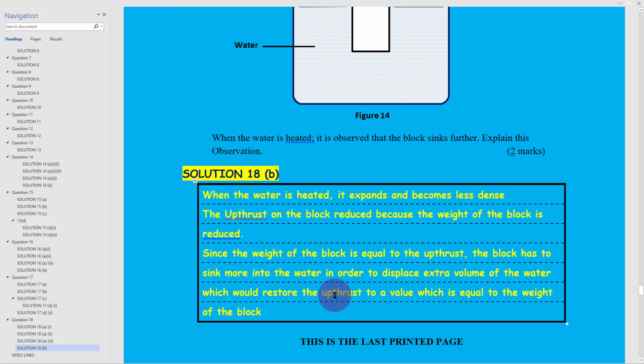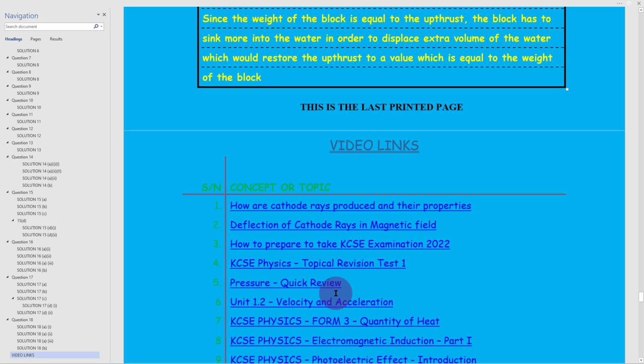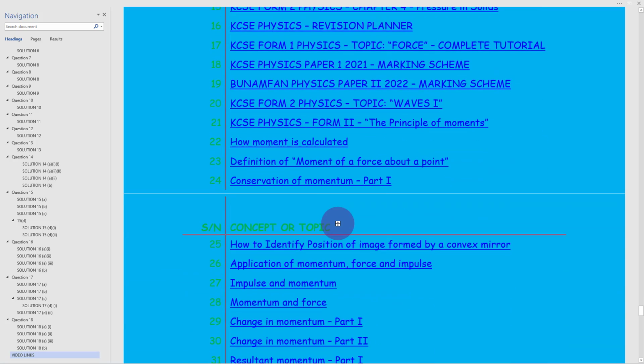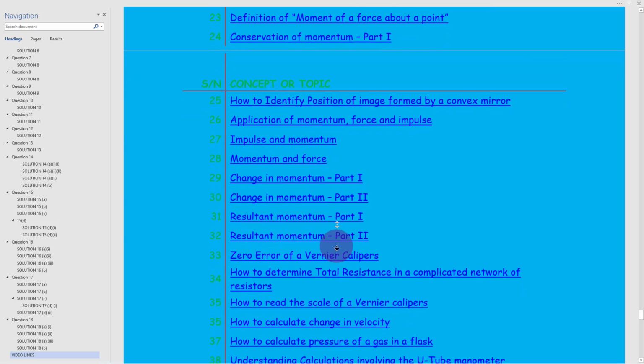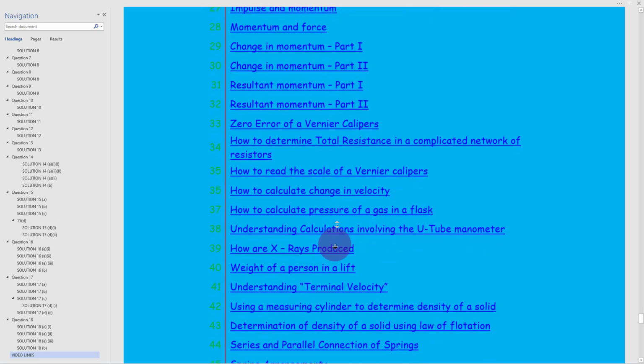And that brings us to the end of this particular paper. Go ahead, download the paper from the video description. Try to do it before you go through this video, or after you've even gone through the video. Try to see whether you can recall some of the answers by trying to rewrite the answers. And don't forget to go to the end of that particular paper where I've put links to other questions which are going to be of use to you when you are revising for your forthcoming examination.